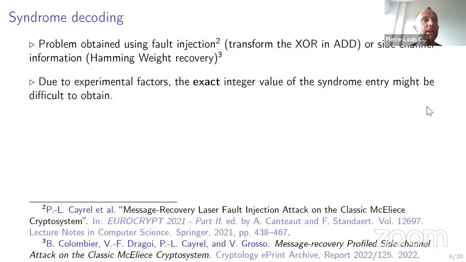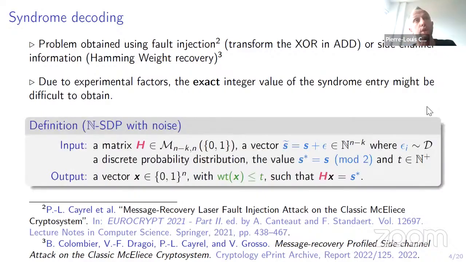But when we do side channel, we have a problem: the exact value of the integer is not always found. For instance, instead of having the value S in N, we will have the value with extra noise. So it's what we will study here.